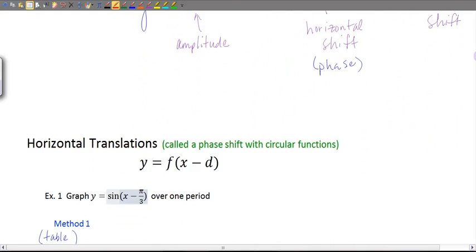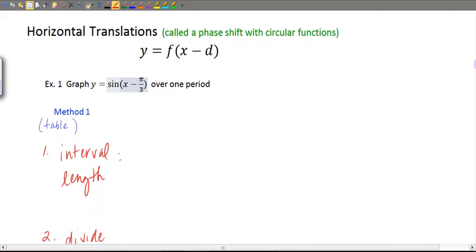So let's see with this first example what happens when I take a graph and shift it horizontally, in other words, when I do a phase shift. The first example is y equals the sine of x minus pi over 3, and I want to graph this for one period. The first method I'm going to show you is the table method.